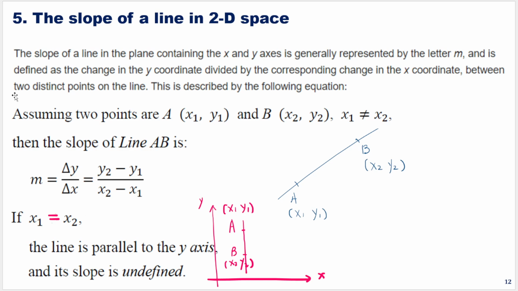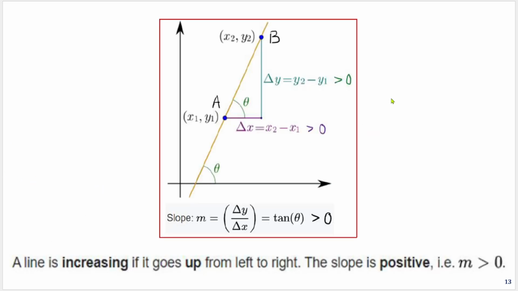And of course, depending on how the line looks, there are different cases for our slope here. For example, the first case is if a line is increasing, then it goes up from left to right. In that case, the slope is positive. So basically, if you have a 2D coordinate like this, and a line in that direction from left to right, then the slope of the line is positive.